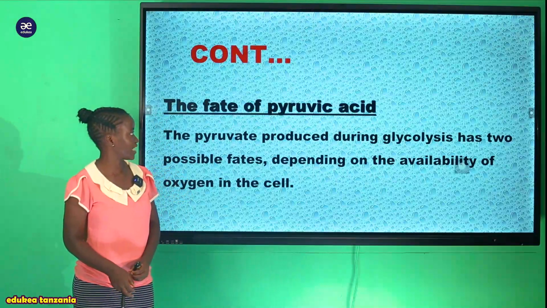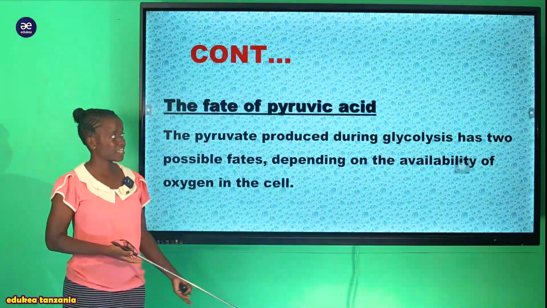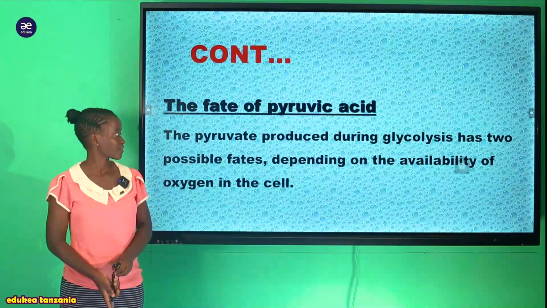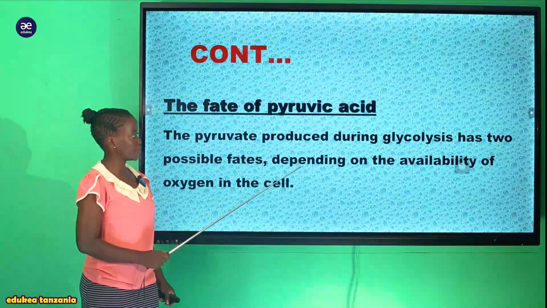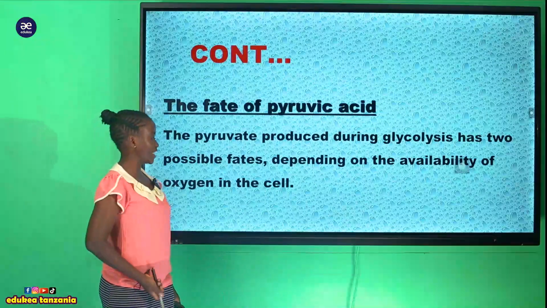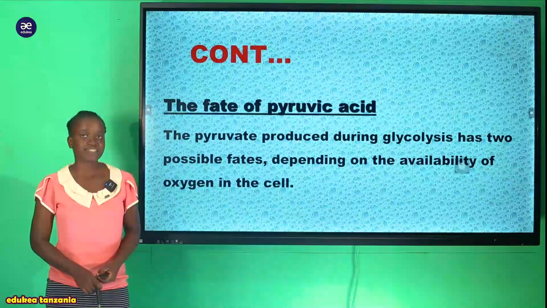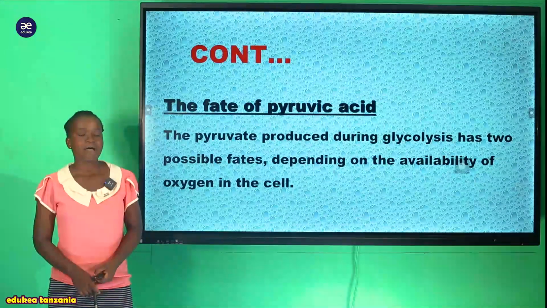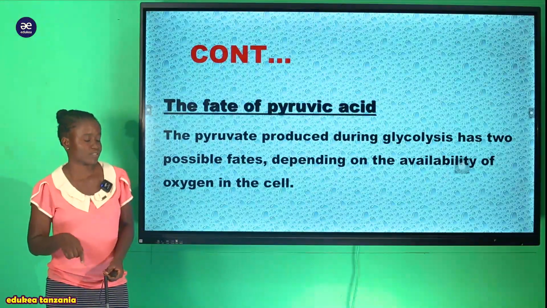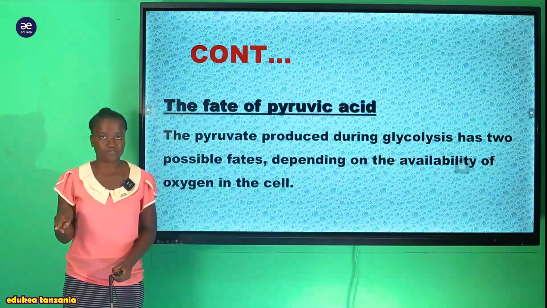And now after that, let's see another thing, that is the fate of the pyruvic acid. What are the fates which are formed after the pyruvic acid? So the pyruvate produced during the glycolysis has 2 possible fates depending on the availability of oxygen in the cell. So hile pyruvic acid tuliyoona kama ni final product ama ni end product ambayo ilikuwa imetengenezwa kwenye process nzima ya glycolysis, tunasema kwamba hile pyruvate inaweza ikaingia kwenye different 2 kinds of stages.